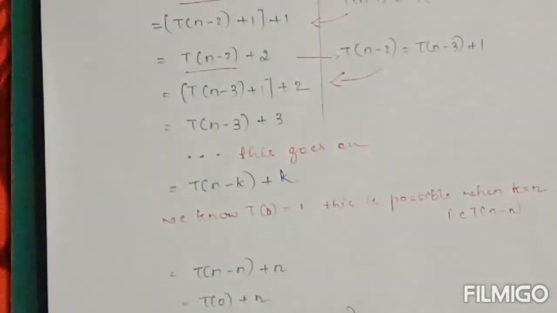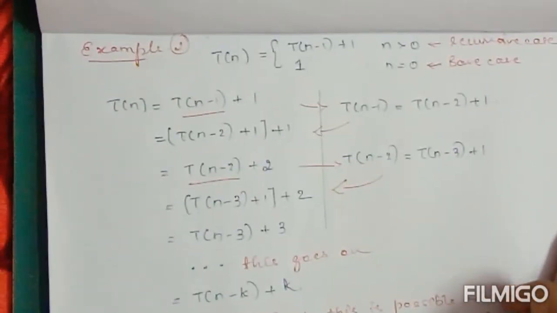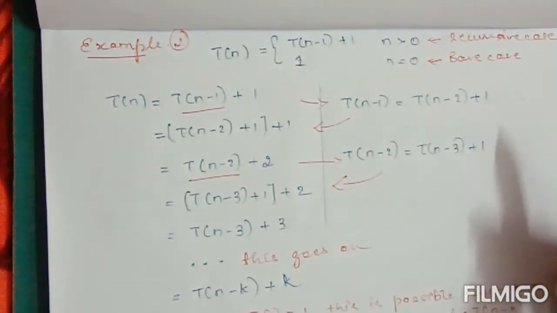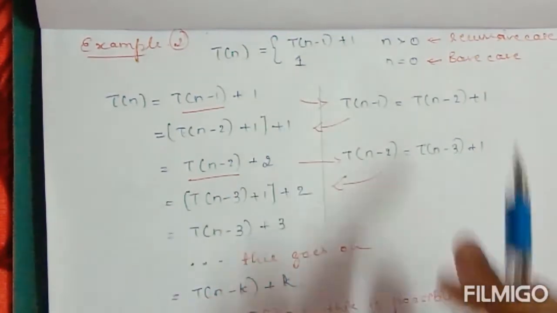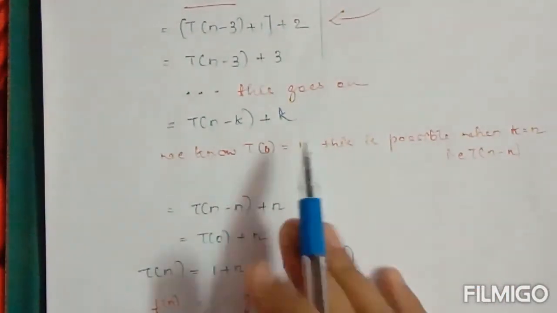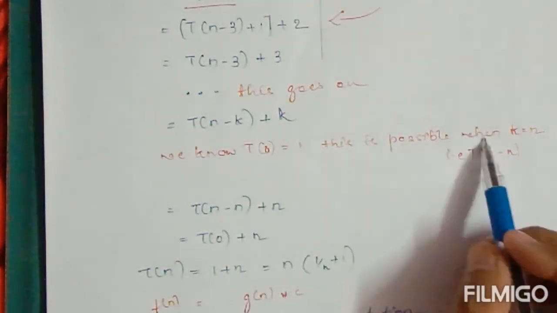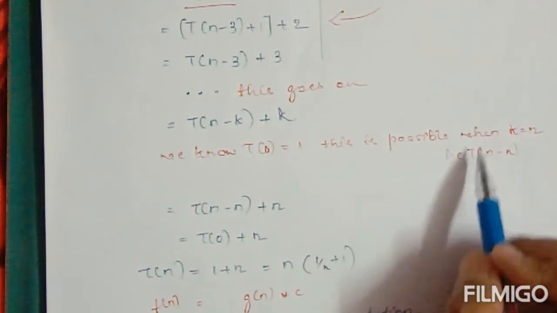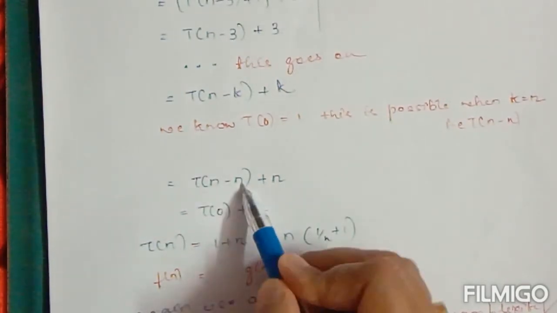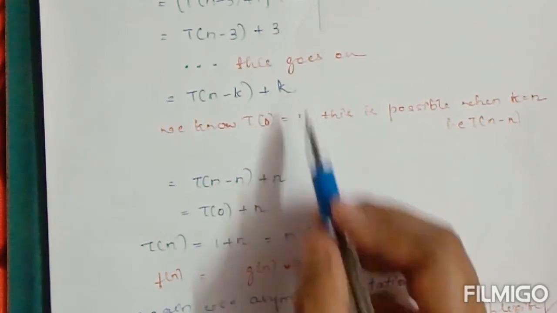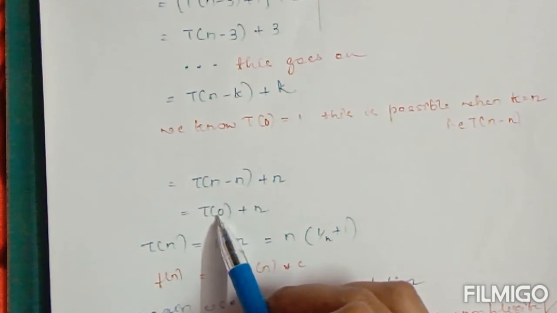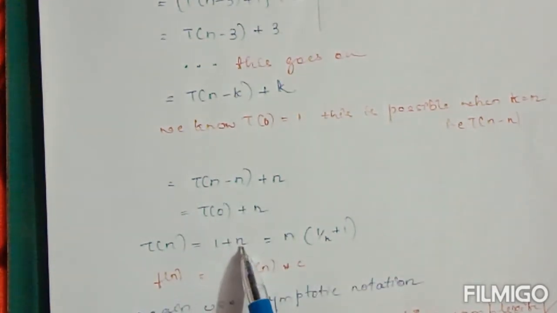So we know that the base case for this is for n equal to 0. So I have to get t of 0, which will give me 1. How can you get t of 0? This is when your k becomes n. So whenever my k becomes n, I will get t of n minus n, which is 0. That is my base case. So the recursion stops there. So I will substitute k equal to n, so I'll get t of n minus n plus k, which is again n. So I get t of 0 plus n. What is t of 0? 1. So t of n equals 1 plus n.